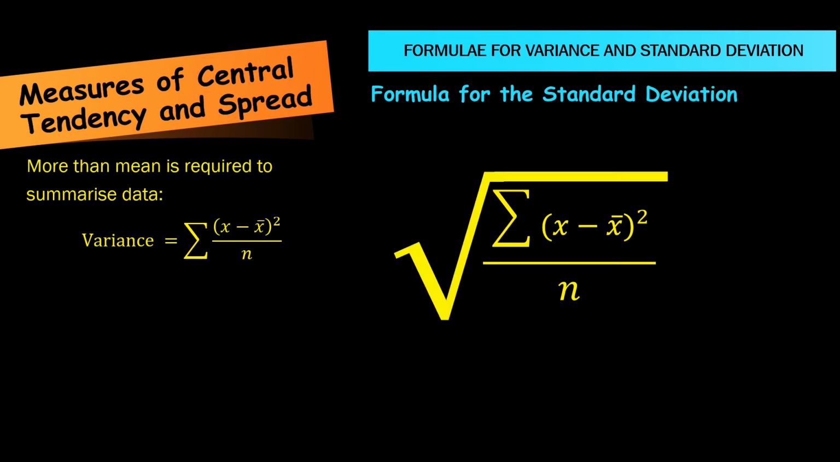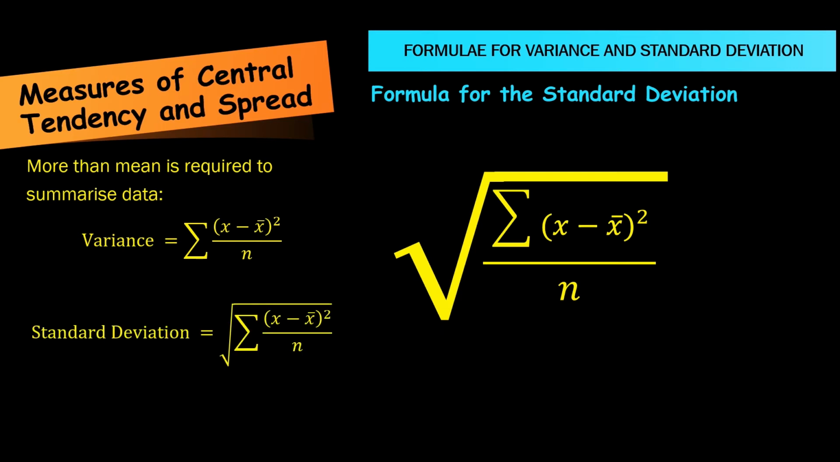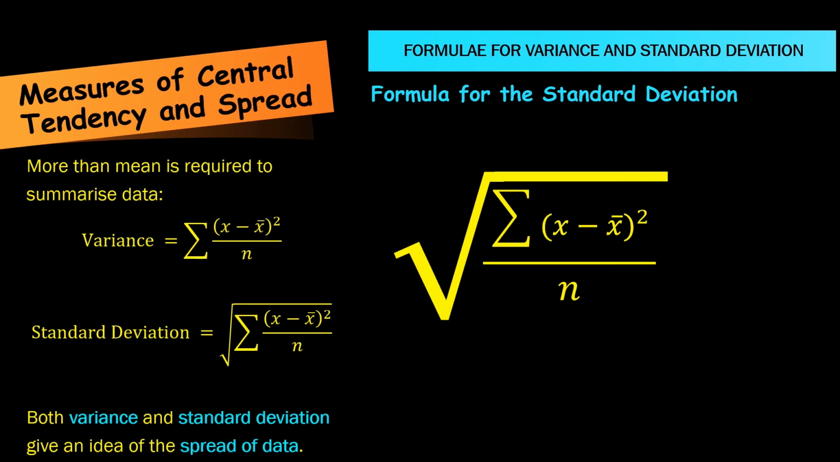And of course the formula for the standard deviation, we just square root the variance. And remember, we square rooted to make the sign consistent with the mean. So here's the formula for the standard deviation. Now both variance and standard deviation give an idea of the spread of the data.